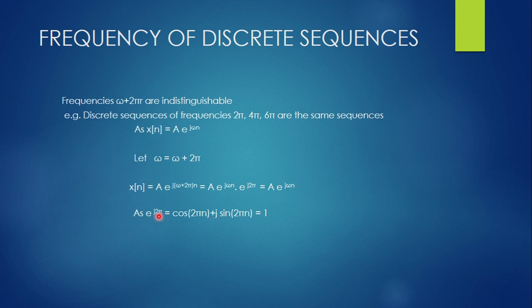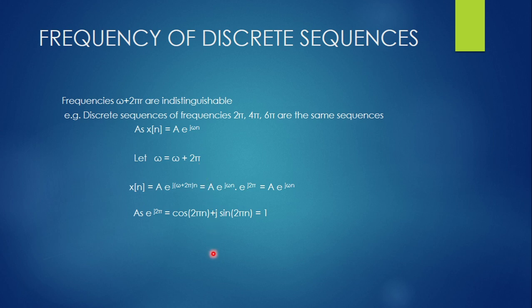As e raised to power j 2 pi is cos 2 pi plus j sin 2 pi, sin 2 pi is 0 and cos 2 pi is 1. So this becomes 1, and the sequence is the same. So if you add omega plus 4 pi, again you will get the same sequence.